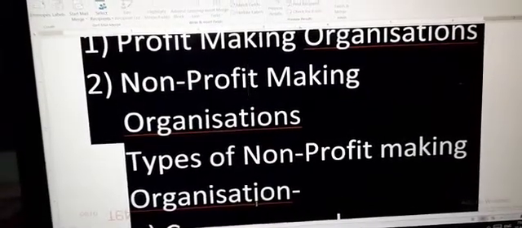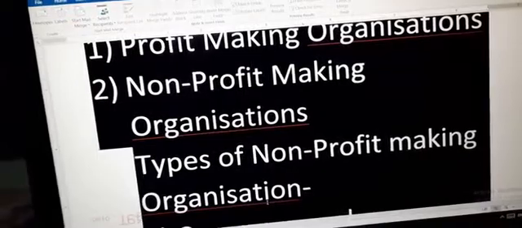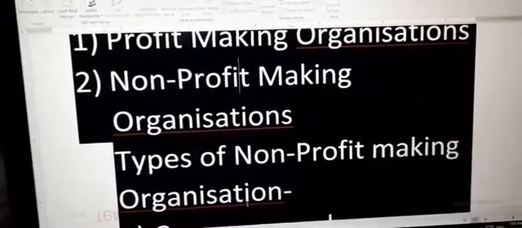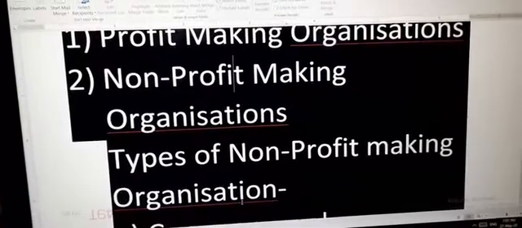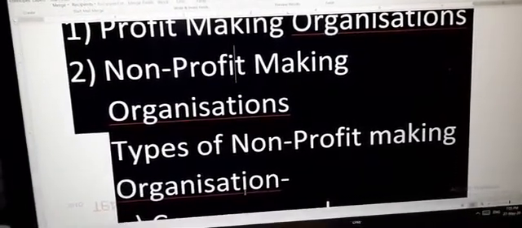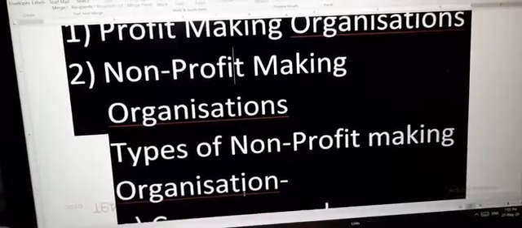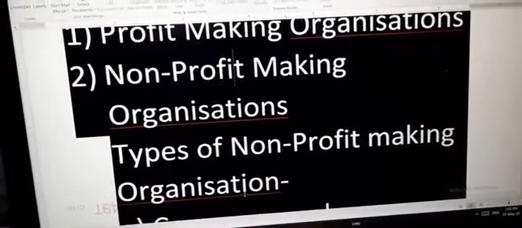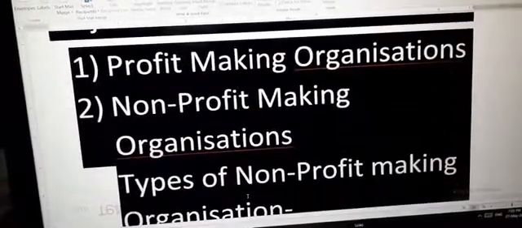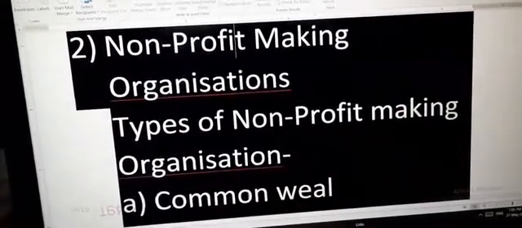Now the next is non-profit making organization. Non-profit making organization refers to those organizations which do not aim at earning profit. In this, there is no profit motive. Their purpose is social service and public welfare, to serve the society. So this is all about the profit making and non-profit making organization.